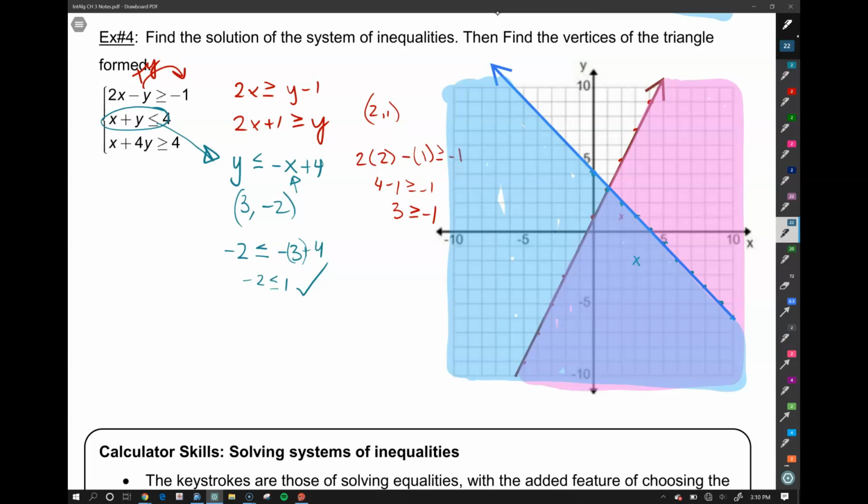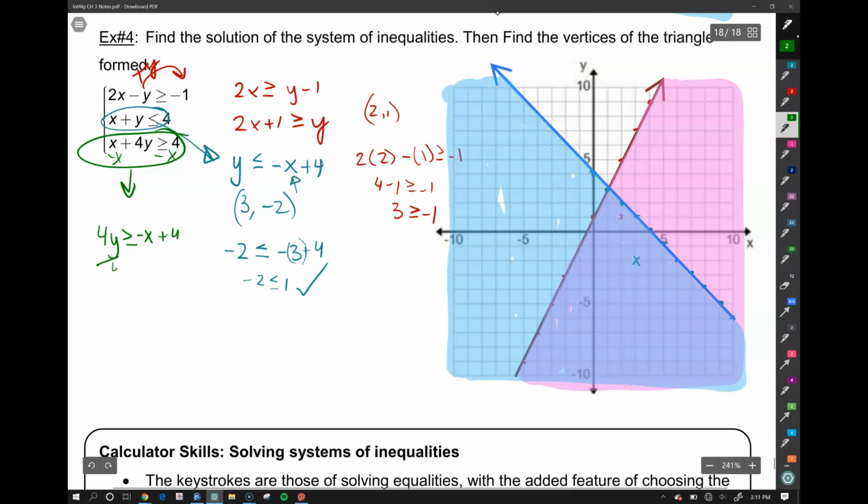So if you haven't already, try the third one. So I need to get this in y equals mx plus b form. So I'm going to subtract x from both sides. I have to get y by itself. Divide by 4 everywhere, because remember, I have to get y by itself. So y is greater than or equal to negative 1/4 x plus 1.